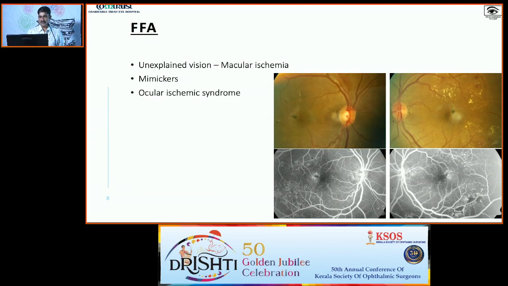And FFA should be part of the evaluation whenever you suspect an unexplained vision loss due to macular ischemia, or in cases where you have mimickers like this. Macular telangiectasia is a very common mimicker. It can happen in diabetic patients, along with diabetic retinopathy. So this type of maculopathy, which might look like a non-center involving diabetic macular edema, will look like a center involving maculopathy because of the telangiectasia. Also keep ocular ischemic syndrome in mind.